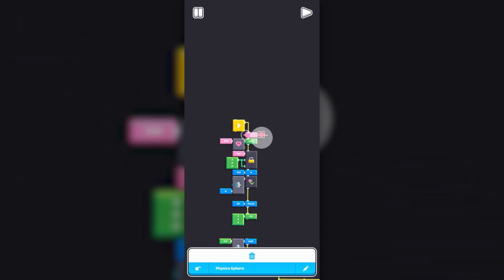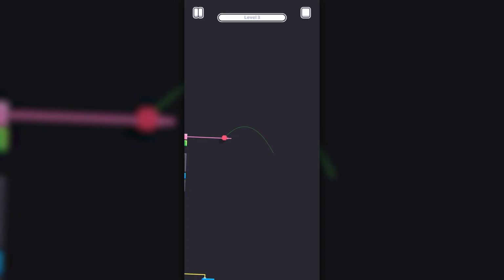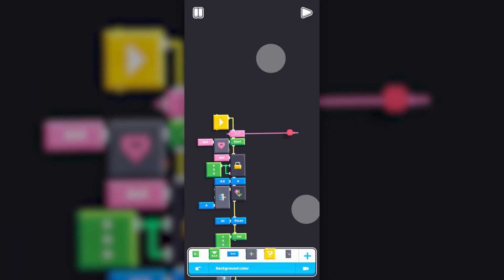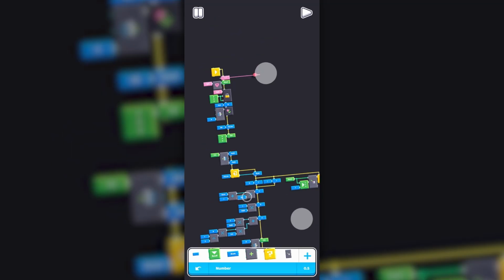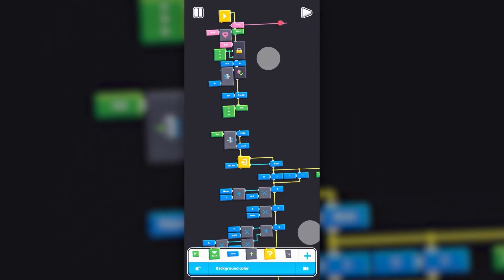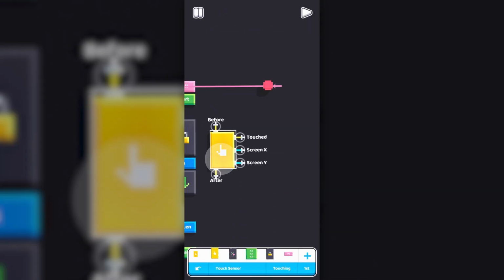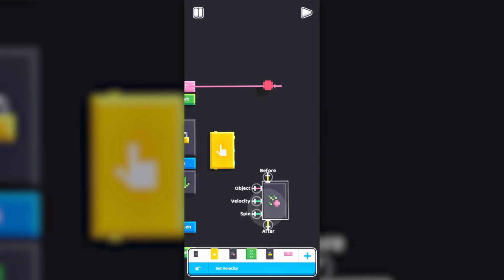If we move this ball slightly to the right and press play, we can visualize the trajectory it takes if it were to have that starting velocity. You can also change the number of points, the distance between them, and the initial velocity to see how our curve adjusts. Now let's add a touch sensor and bring out the set velocity block.